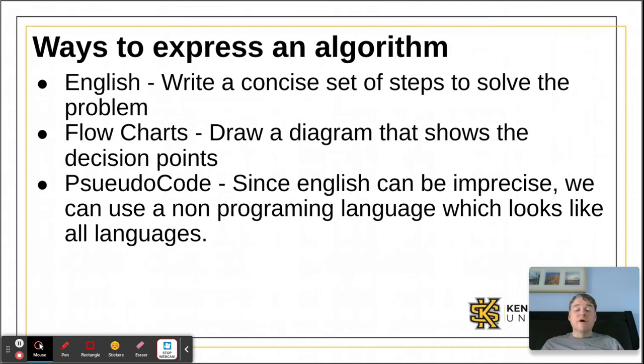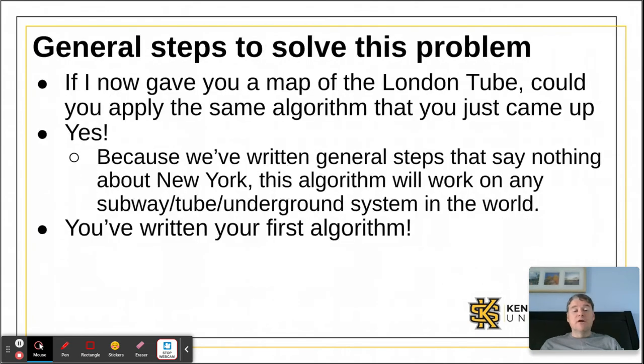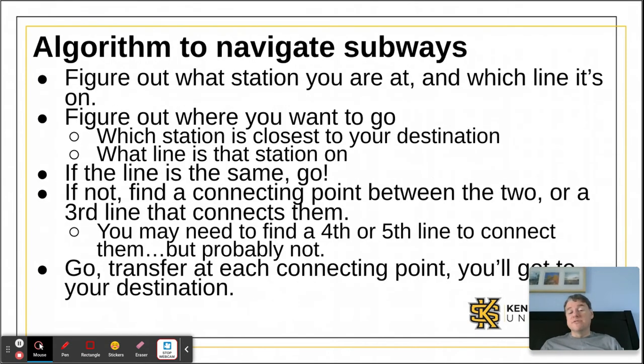All right, so how do we write the algorithm? If we're not writing it in a specific language, what is it that we're going to do? Well, we usually have three choices for writing an algorithm. The first is we can write it in English, and that's what I did back here with the algorithm to navigate subways. This is in English, and it's a reasonable set of steps.